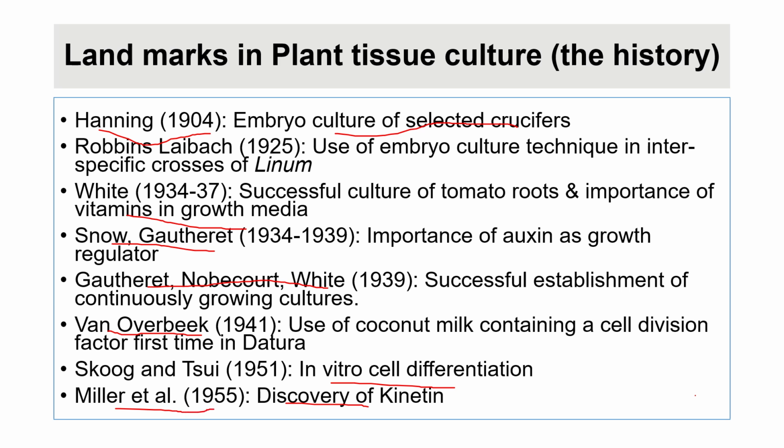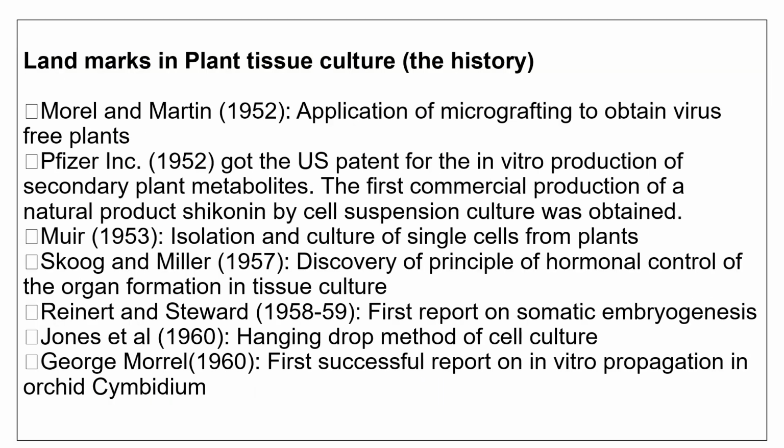The scientists involved are Miller and co-workers in 1955. So Miller and co-workers in 1955 discovered kinetin, which is a cytokinin. Morel and Martin in 1952 found the technique of micrografting, and found that through micrografting we can obtain virus-free plants. Then Pfizer in 1952 got the first US patent for in vitro production of a secondary plant metabolite. The plant metabolite they commercially produced was shikonin, through cell suspension culture. Shikonin is a plant pigment which is extracted from a plant and has medicinal properties.